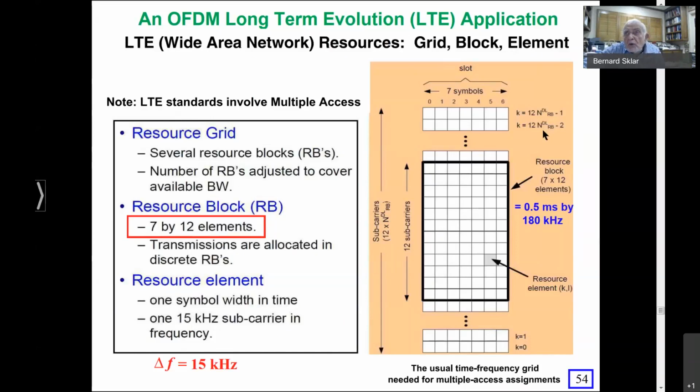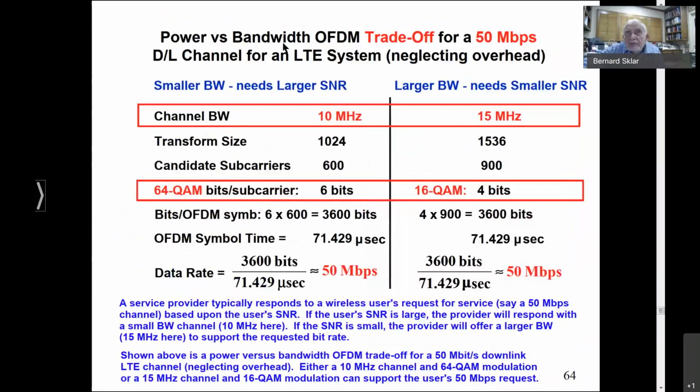So again, reminding you about this application, it's worth showing you how it might be used by somebody who's calling for service. A service provider typically responds to a wireless user's request for service. Say he requests a 50 megabits per second channel, and that's the way a service provider usually bases his first assignment, on the user's signal to noise ratio. That is, if the user's signal to noise ratio is large, the provider will respond with a small bandwidth. Like in this case, the smaller bandwidth is the 10 megabits bandwidth.